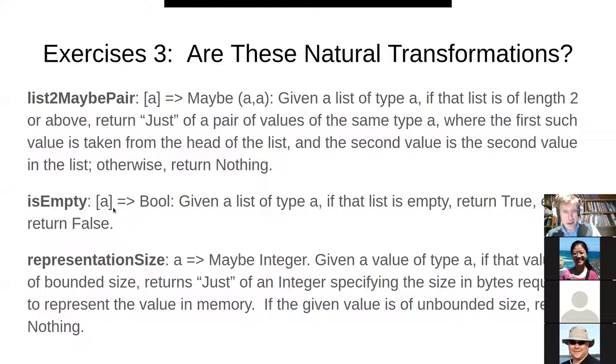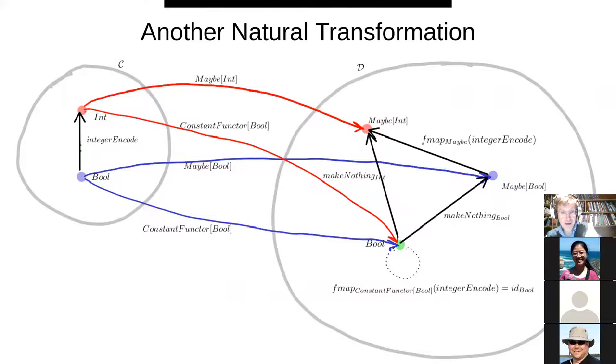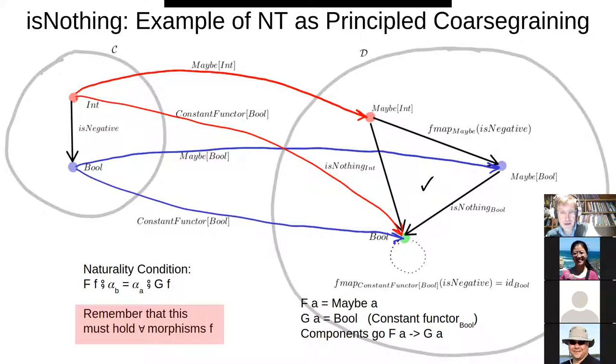Okay, how about this one? Is empty. So this one just says, is this list empty? If the list is empty, return true, otherwise return false. What do you think? Is that a natural transformation? This should remind you of something. It's a lot like this one.